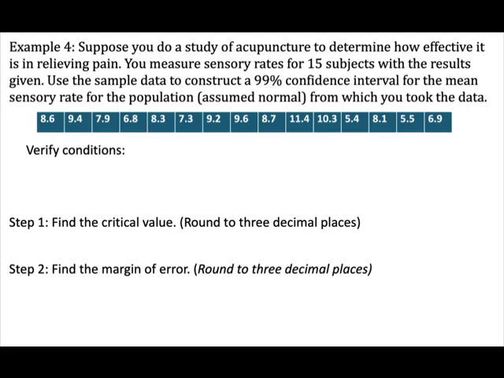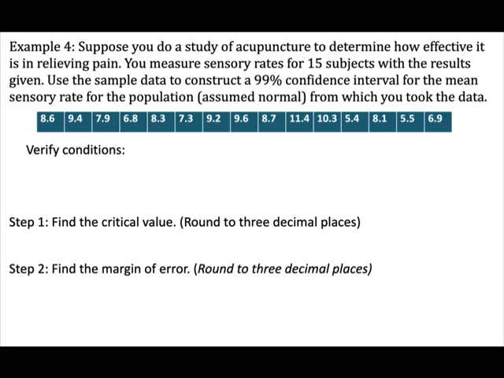Suppose you do a study of acupuncture to determine how effective it is in relieving pain. You measure sensory weight for 15 subjects with the results given. Use the sample data to construct a 99% confidence interval for the mean of the population from which you took the data. So this time they're gonna give you the data set instead of the statistics summary.